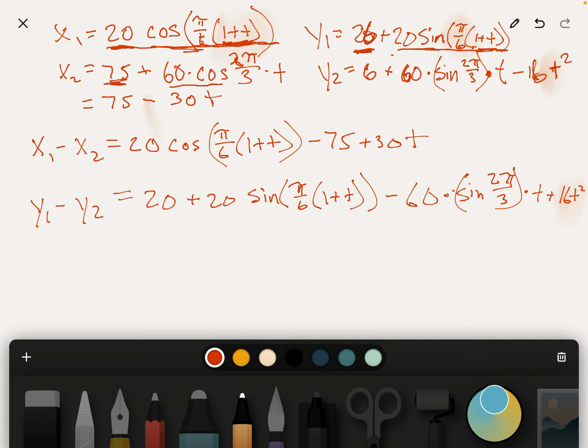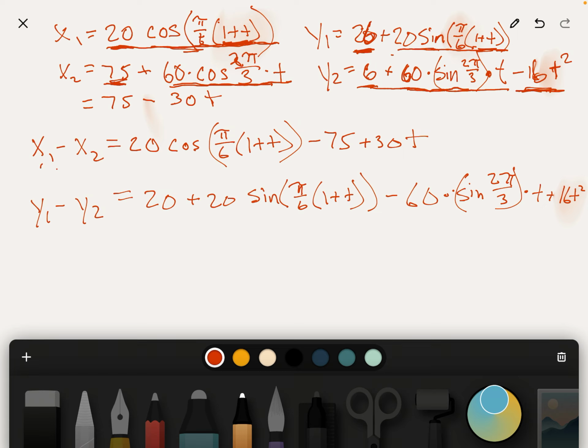60 times cosine of 2 pi over 3 times t. That's the change in the x-coordinate due to the velocity of the ball in the x direction. And y2, the y-coordinate of the ball, starts out at 6 feet, and you add the change due to the velocity in the vertical direction of the ball, which is 60 times sine of 2 pi over 3 times t, and then you subtract the effect of gravity. Okay.